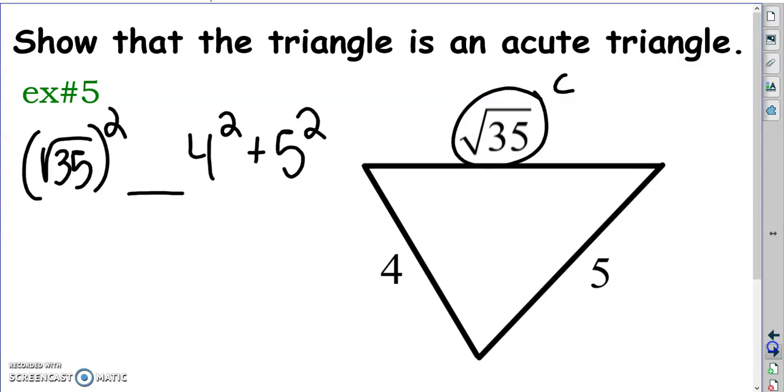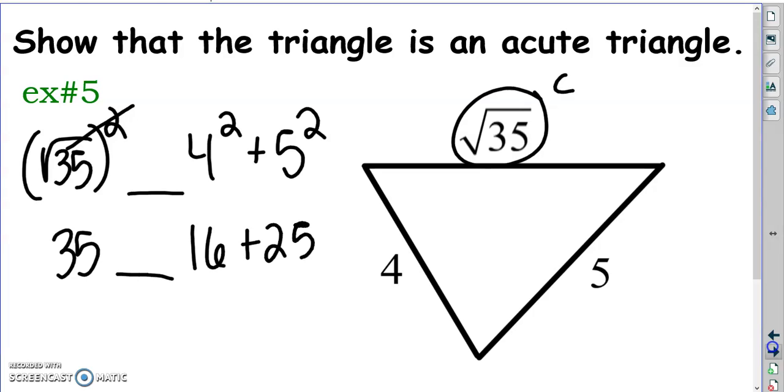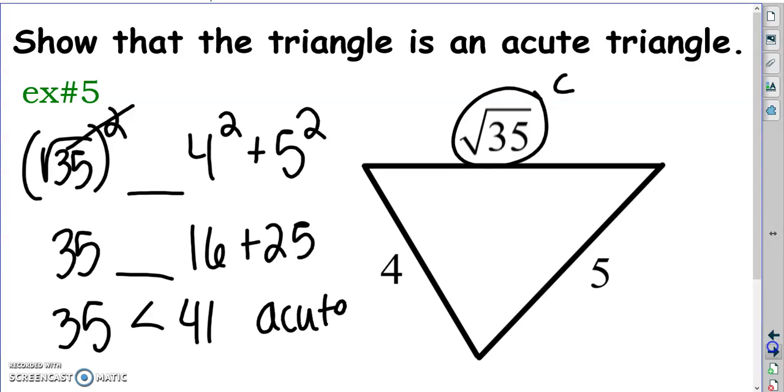Well, square root and squared are inverse operations, so they undo each other. And that means that if we square the square root, they just cancel each other. So that's 35. 35 is what to 16 plus 25? Well, 35 is less than 41, which makes this an acute triangle. Okay, c squared was less than a squared plus b squared, so it's acute.